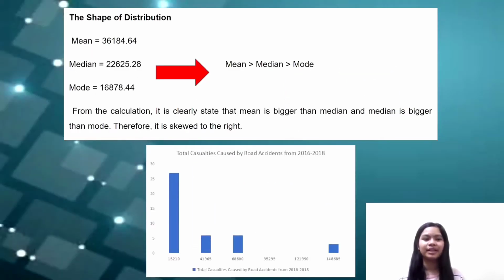And then lastly, we need to find out the shape of the distribution. After finding out the mean, median, and mode, we have a solution stating that the mean is bigger than the median and is bigger than the mode. Therefore, the graph is skewed to the right as shown below.